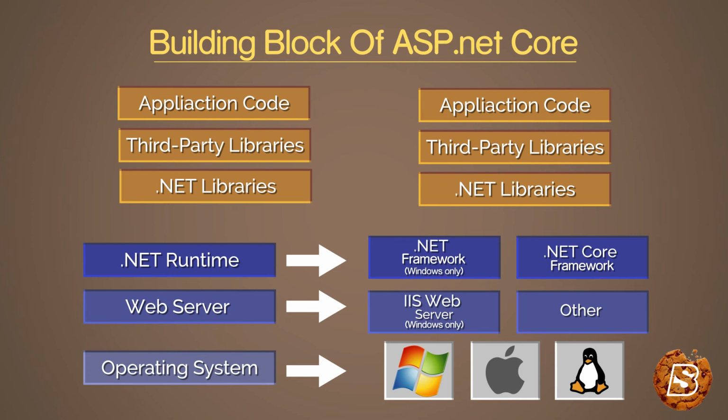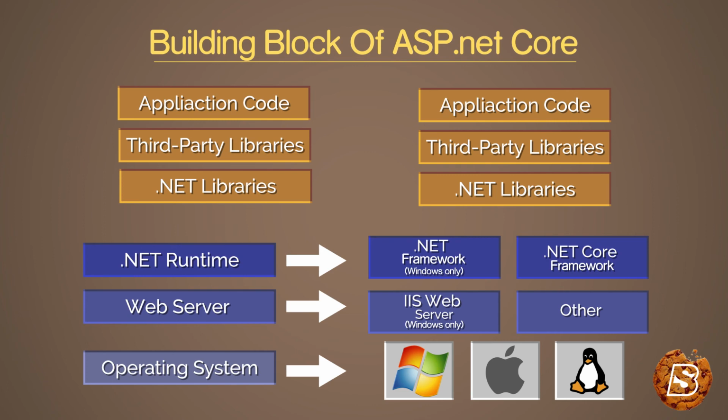Because of this, we also have the option of running our code on other operating systems like Mac and Linux. For Mac and Linux, we have Microsoft's Kestrel web server, which can be used to run ASP.NET Core MVC applications on a Mac operating system, and using a Docker container we can also do the same on the Linux operating system.